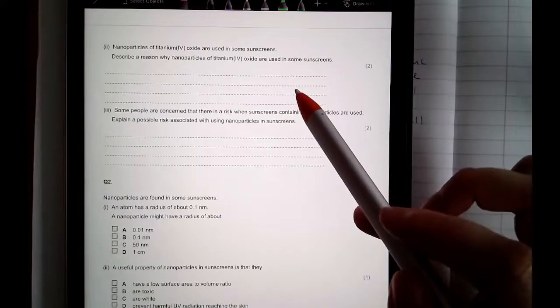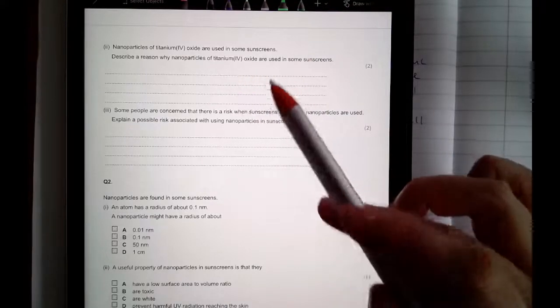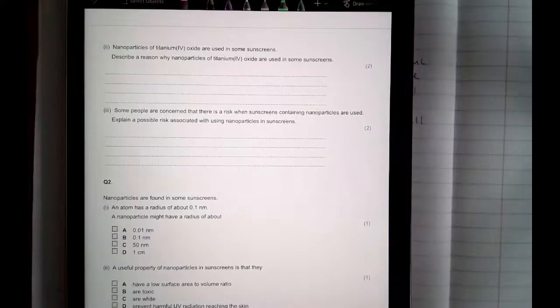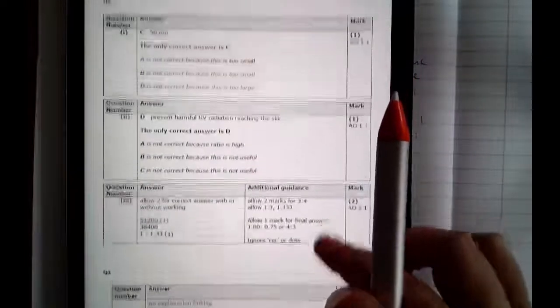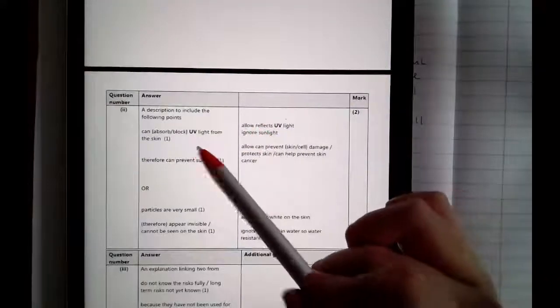The other thing you can say is that the nanoparticles are really small, so when you put them on your skin, you cannot see them. So if we just flick to the mark scheme, I'll just show you exactly what it says when I find it. Where is it? Oh yeah, here we go.